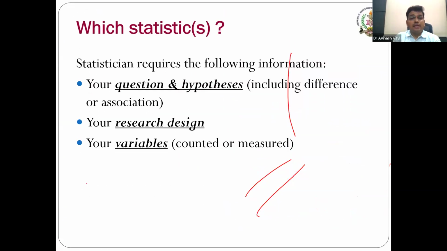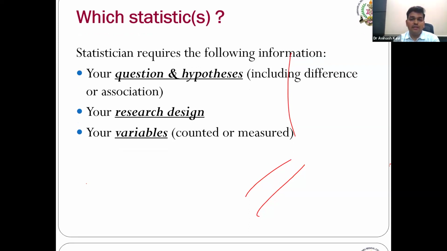So, of course, we all approach our statistician. Though we have certain basic knowledge of statistics, it is always imperative to have the opinion of the statistician as well. And we should be ready with these things: What is the question that we have? What is the hypothesis or whatever we are looking at? Either we are looking at a difference or an association. What is the study design that we have selected? And what are the variables, counted or measured, that we are using? With all these things, I think the statistician will be able to help you out in deciding which statistic will be applicable for the data that we are generating.